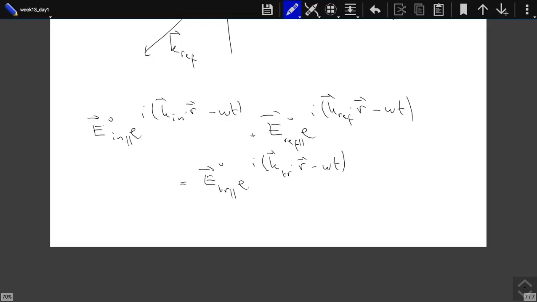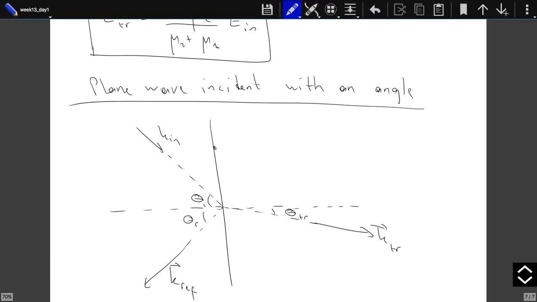Now, one condition that we obtain from this is that omega should be the same, since this condition holds at every time. The other condition, since this condition should hold at every point on the interface, is that K incident dot R should be equal to K reflected dot R, which should be equal to K transmitted dot R at every point on the interface. So let's just pick up any point on the interface, some point R.